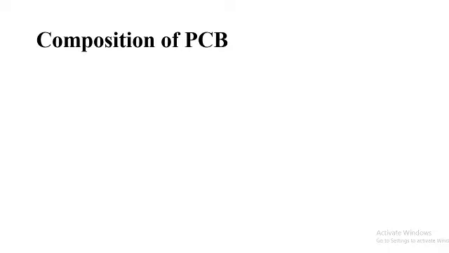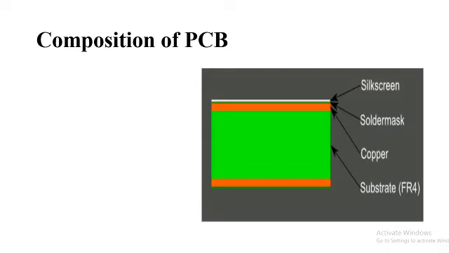Then next is composition of PCB. A PCB is sort of like a layer cake. There are alternating layers of different materials which are laminated together with heat and adhesive such that the result is a single object.